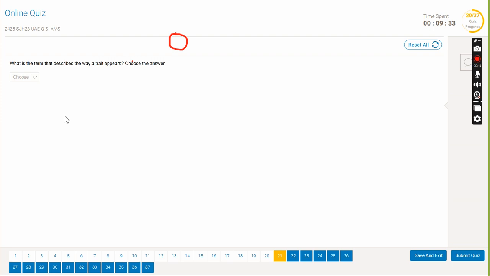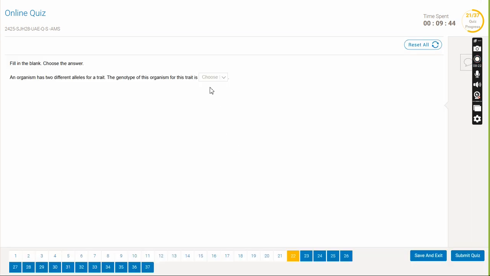What is the term that describes the way a trait appears? So now when you look at it, when you have seen it, that's called a phenotype, right? That you can see it. Someone has brown hair, or they have brown eyes. So you can see that. That's phenotype.